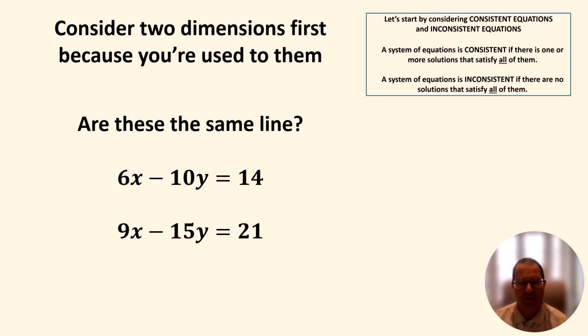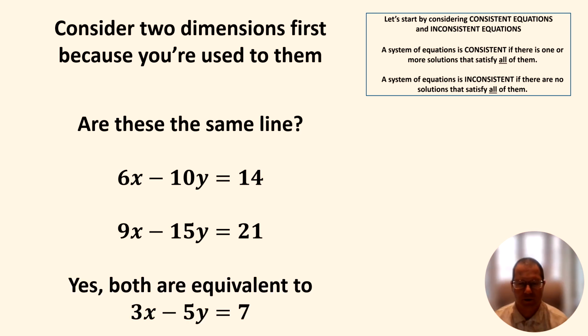Let's consider 2 dimensions firstly, because you're used to them. So are these the same line, 6x minus 10y equals 14 and 9x minus 15y equals 21? Well, yes, they are both the same line. They're both equivalent to 3x minus 5y equals 7, which you can get by dividing the first one by 2 and the second one by 3.